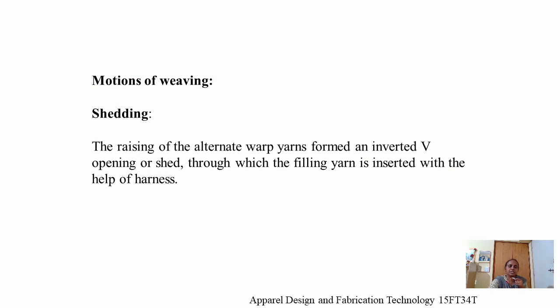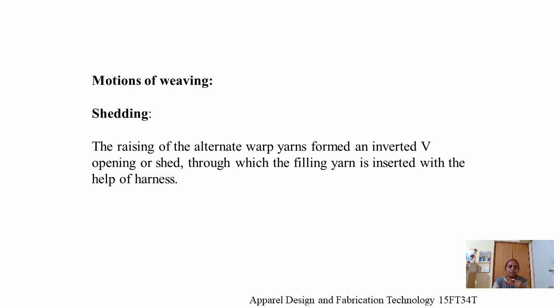Motions of the weaving. First one is the shedding. The raising of the alternate warp yarns forms an inverted V opening or shed through which the filling yarn is inserted with the help of harnesses. What is shedding? Shedding is nothing but the raising of the alternate warp yarns. For example, in plain weave, 1 into 1 interlacement order, one warp yarn is raised and another warp yarn is lowered.